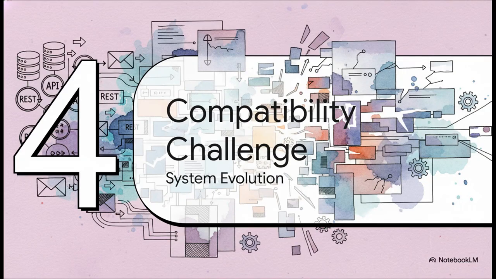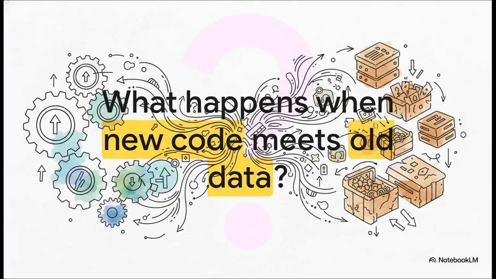Section 4. The Compatibility Challenge: How Systems Evolve. Regardless of whether you are communicating via databases, REST, or message queues, there is one overarching tension in all data flow. It's the inescapable reality that systems evolve. Let me ask you a direct question. What happens to your application when you update your code to expect a brand new schema, but your database is still completely full of old data? We call this schema evolution.